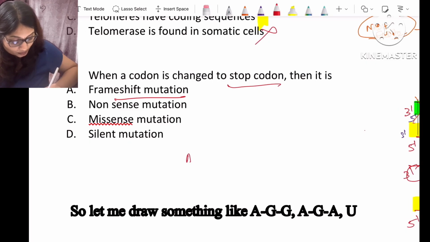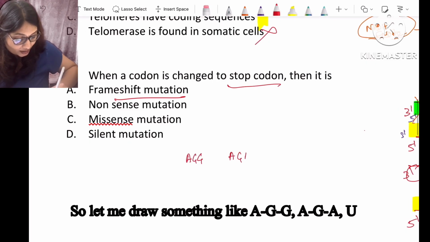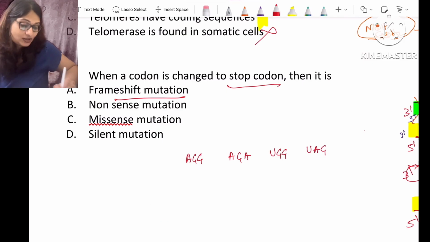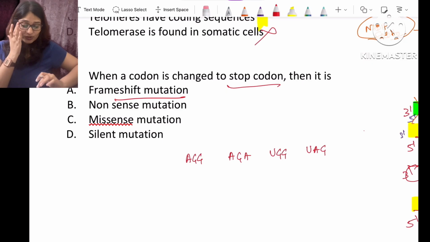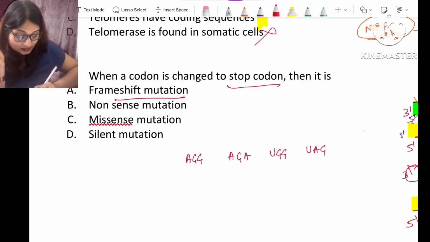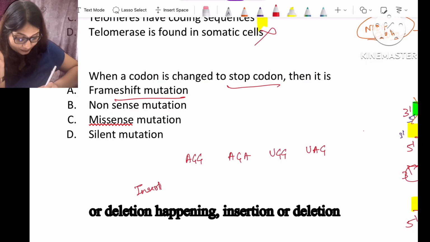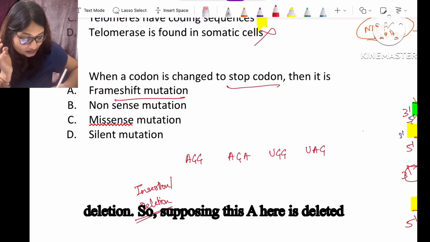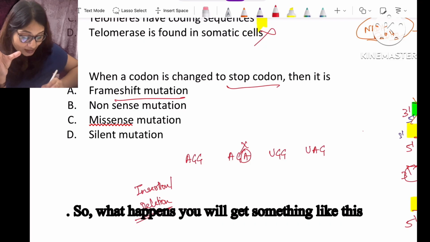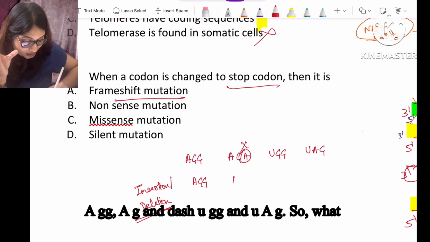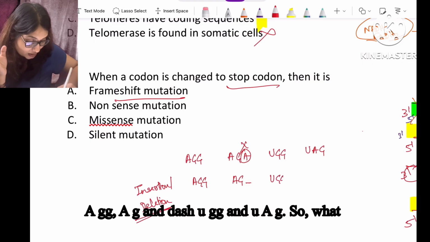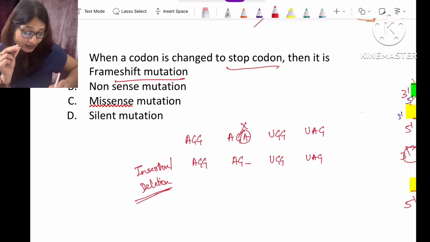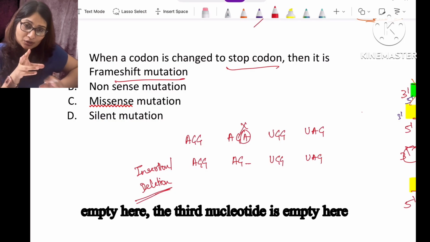So let me draw something like AGG, AGA, UGG, and then UAG. This is a codon. This is a sequence of codons. Supposing there is insertion or deletion happening. Let's discuss one of these, maybe deletion. Supposing this A here is deleted. What happens? You'll get something like this: AGG, AG, dash, UGG, and UAG. What will happen now? Because a codon is always a triplet nucleotide, the third nucleotide is empty here.